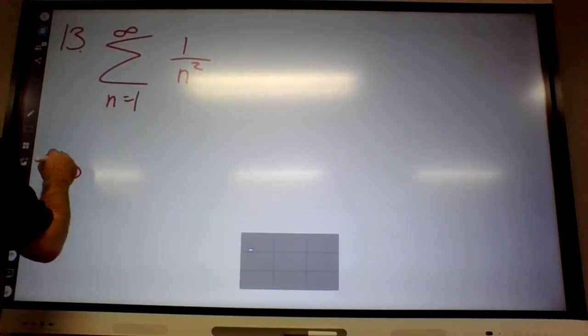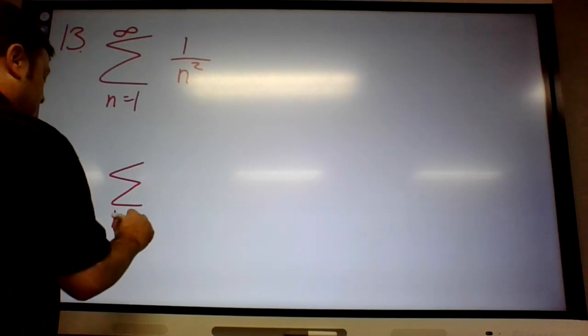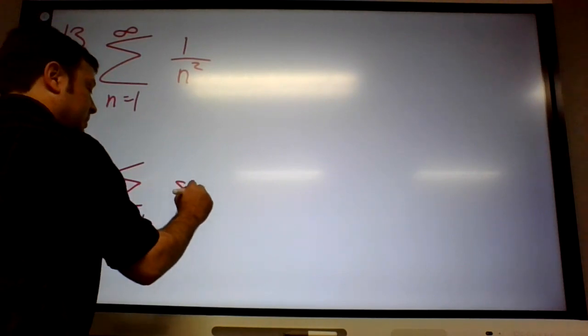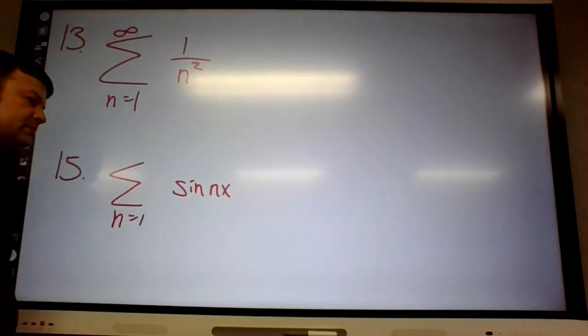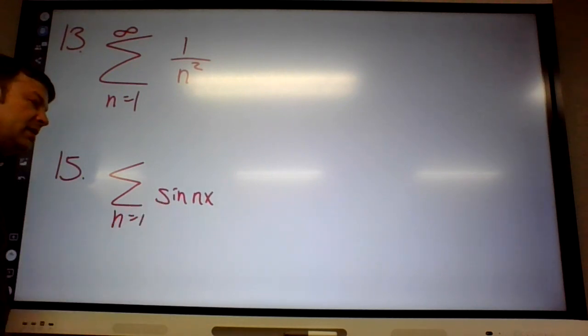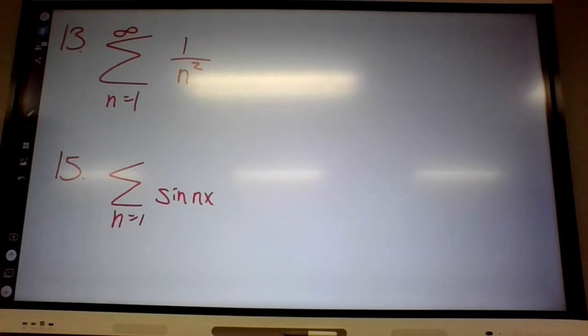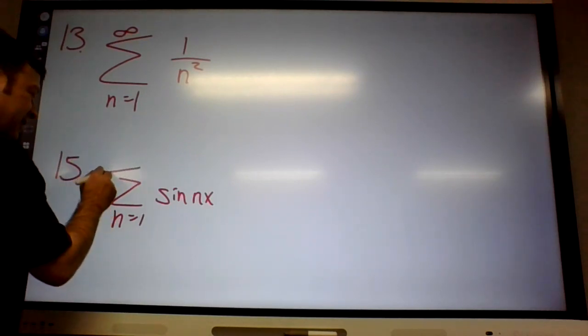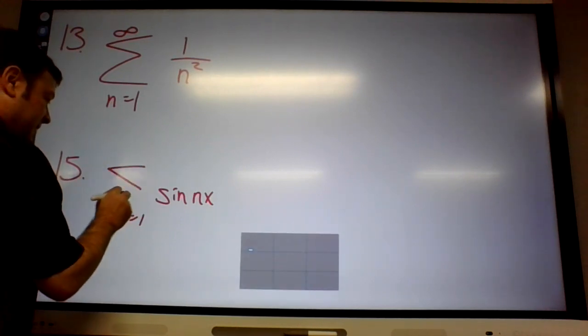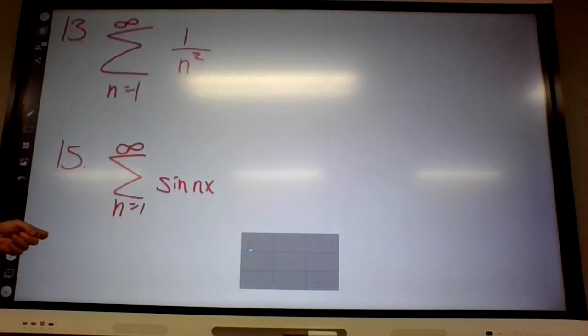All right. 15. Don't panic because there's a sine. This one's kind of easy, actually. So what is happening on number 15? Well, the number in front of the x is just going up by 1. So I'm just going to put an n in front of the x. It's going sine of x, sine of 1x, sine of 2x. Or actually, sine of x is sine of 1x. So it's going sine of x, sine of 2x, sine of 3x, sine of 4x. How far is it going? It's going forever. So to infinity and beyond.